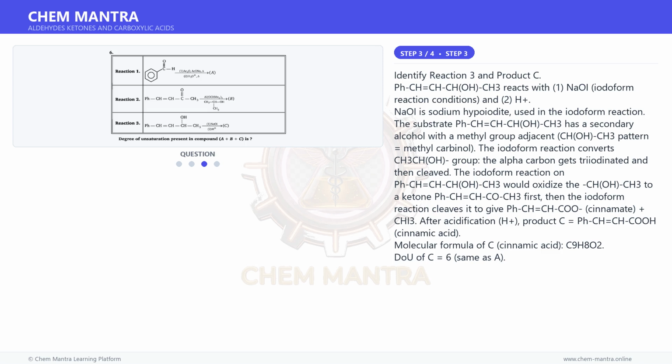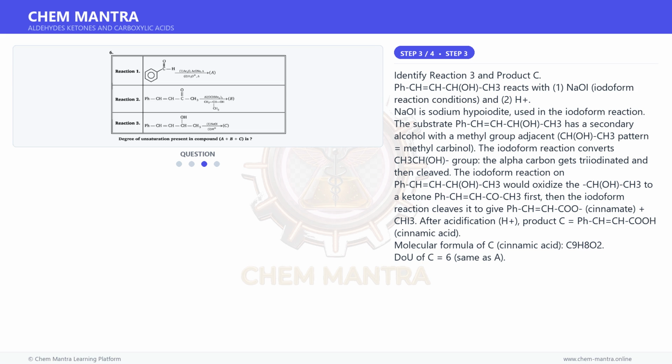Moving on to the next step. Identify reaction 3 and product C. PhCH=CHCH(OH)CH3 reacts with 1. NaOI, iodoform reaction conditions, and 2. H+. NaOI is sodium hypoiodite, used in the iodoform reaction. The substrate PhCH=CHCH(OH)CH3 has a secondary alcohol with a methyl group adjacent, the CH(OH)CH3 pattern, a methyl carbinol.